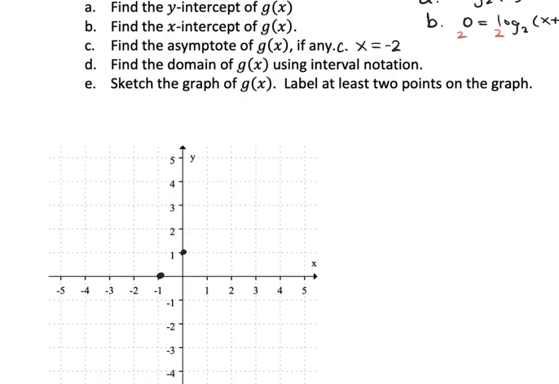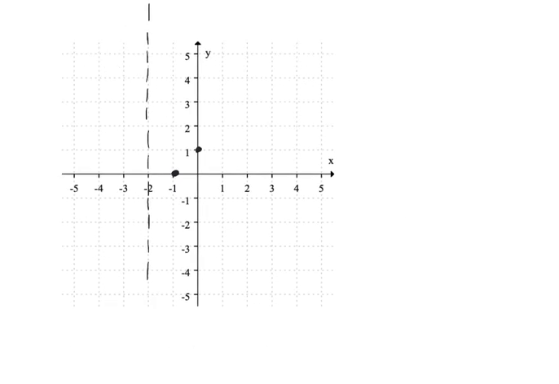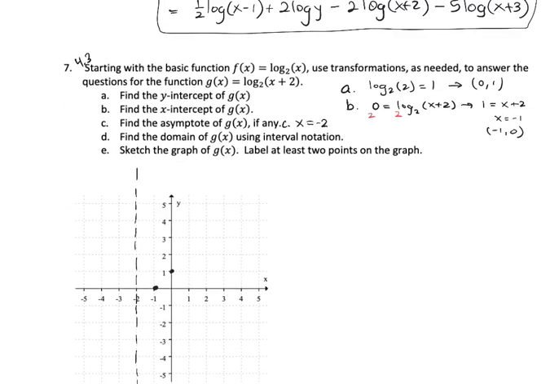So we have a vertical asymptote at x equals negative 2. So there's the answer for part A, there's the answer for part B, here's the answer for part C. State the domain. So for D, the domain is on the right side.